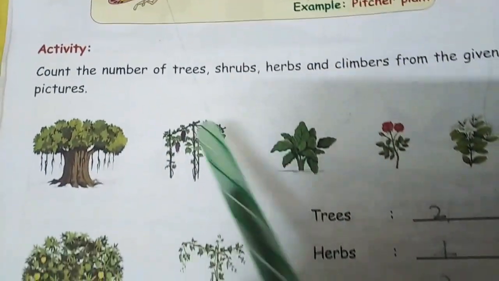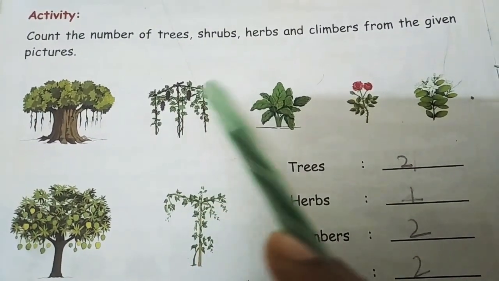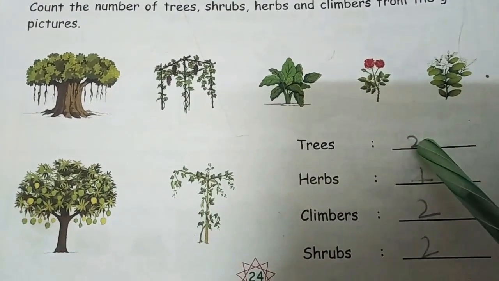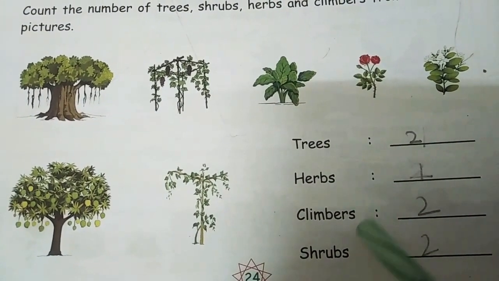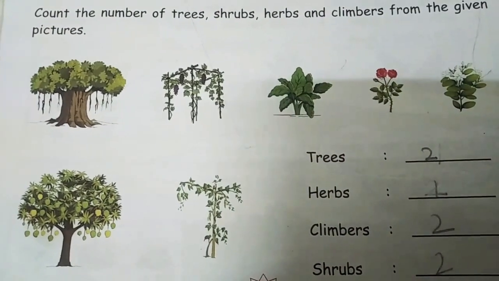Now, here you can see one small activity. Here some trees, shrubs, herbs and climbers are given in the picture. You have to count how many trees, herbs, climbers and shrubs are there here. Okay, so count and write here.